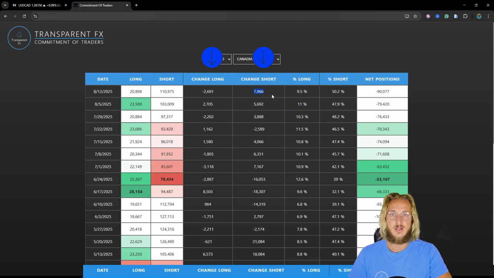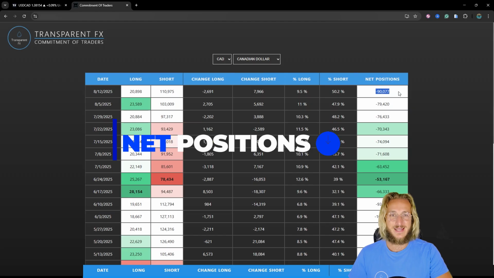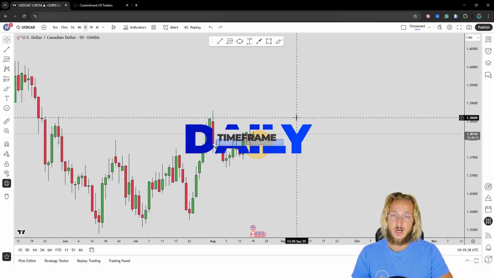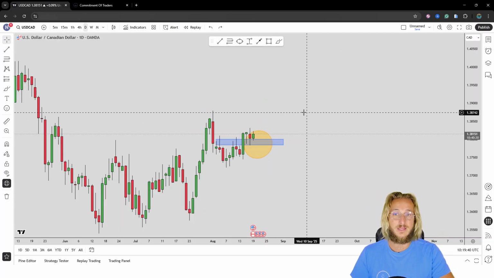They added 7,900 shorts on the CAD, so longs on USDCAD, and closed 2,600 longs, so they closed shorts on USDCAD. So what is actually going on is that institutions are adding longs and closing shorts on USDCAD because they are shorting the CAD. And in fact, net positions reached minus 90,000 from the minus 70 that they had here, with shorts getting increased on the CAD, so longs on USDCAD, from 78K to 110K. So let's keep in mind that institutions are longing USDCAD and moving back here to the technical side.